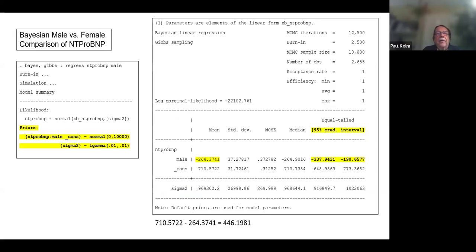So I want to give an example here of doing a t-test from the Bayesian perspective and then from the classical perspective. And so this is looking at NT-proBNP.